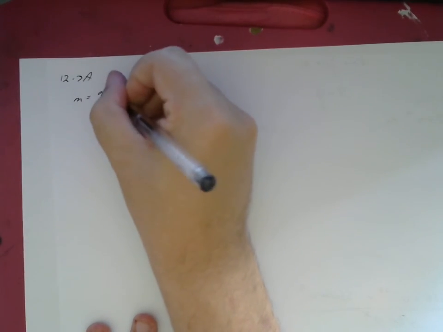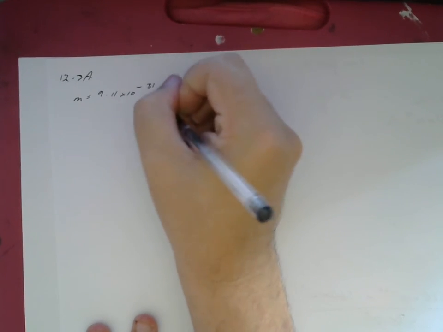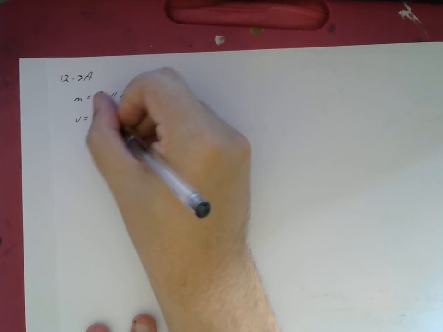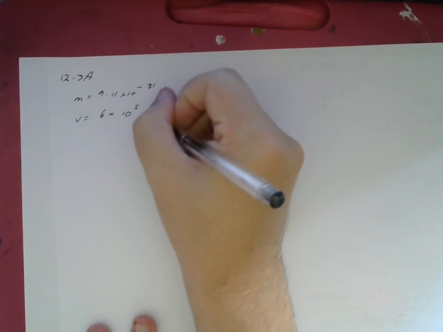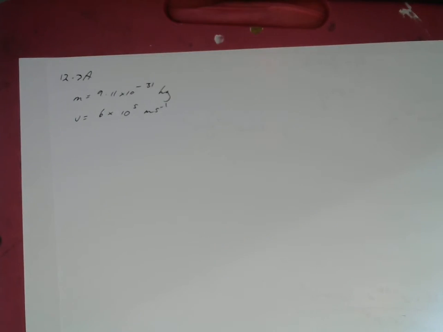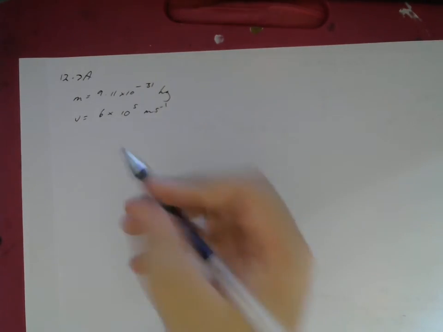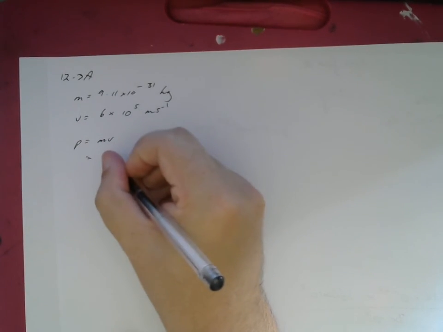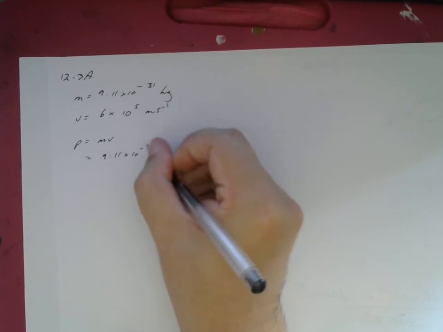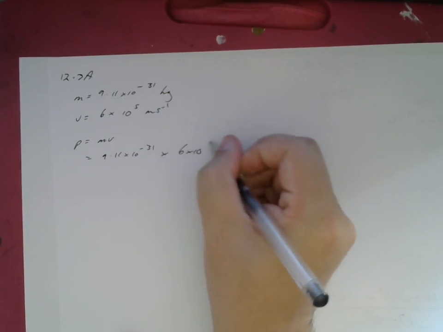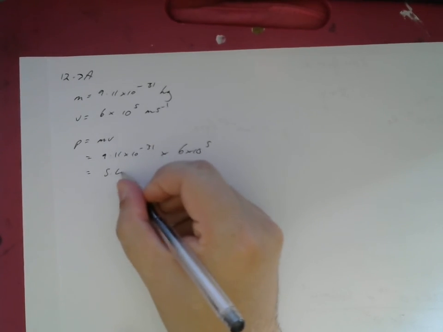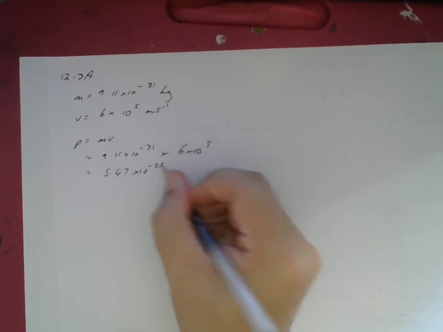9.11 times 10 to the negative 31 times 6 times 10 to the 5, and we're going to get an answer of 5.47 times 10 to the negative 25. Don't forget units. Let's have a look back at this previous question. Here, the horrible looking p, I almost couldn't see it there, was 0.2 times 10 to the negative 27, so that's 2 times 10 to the negative 28, while here it's 5 times 10 to the negative 25. So this is over 1,000 times bigger than the other one.